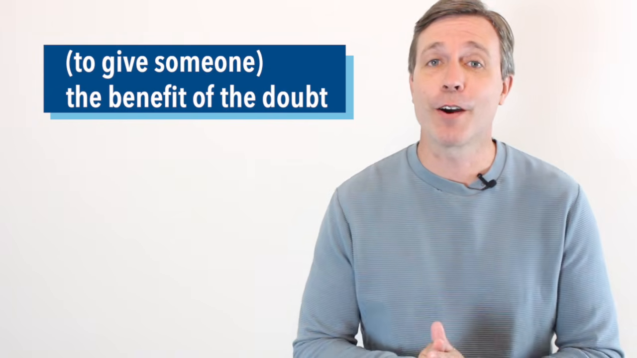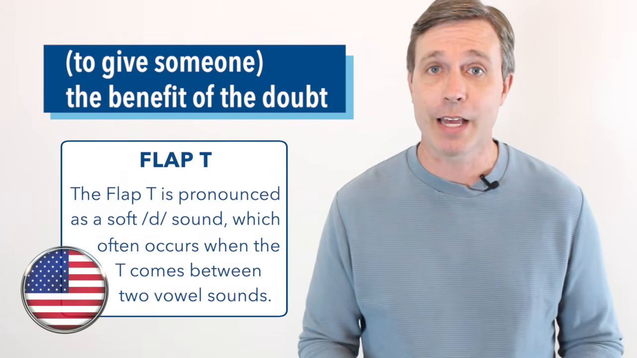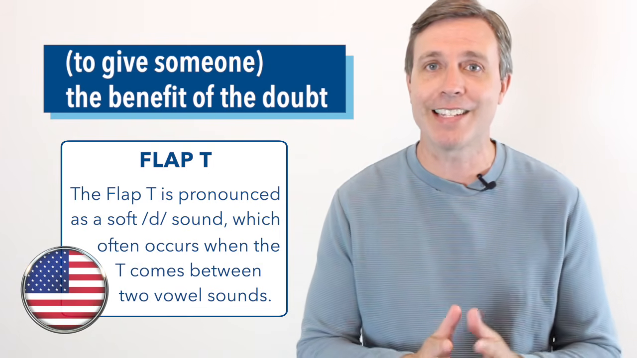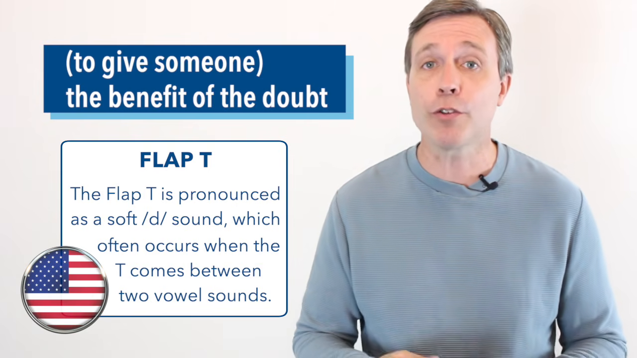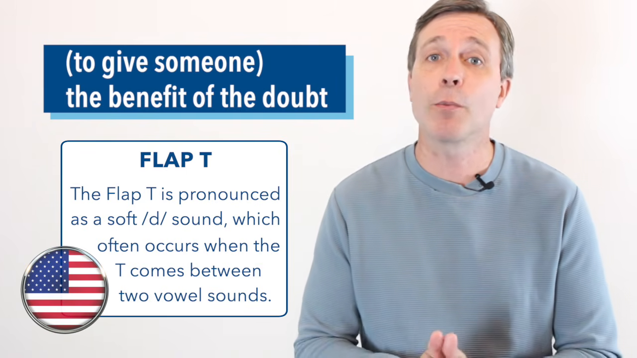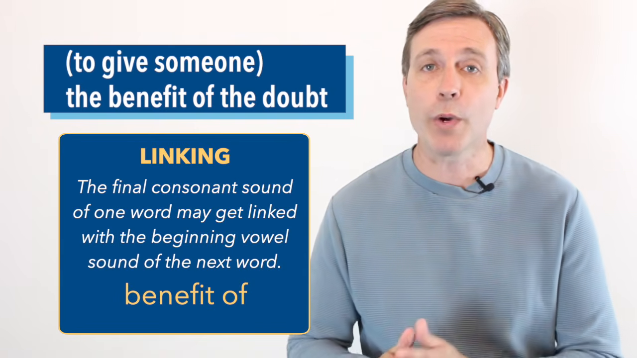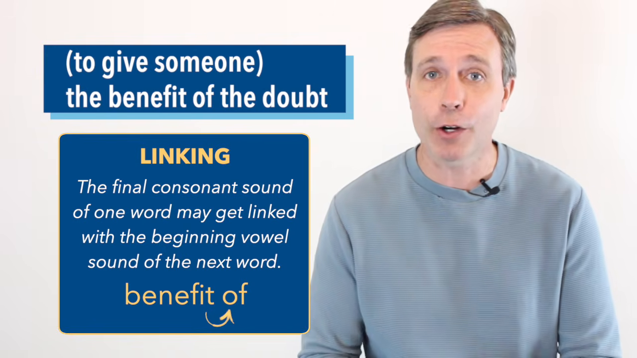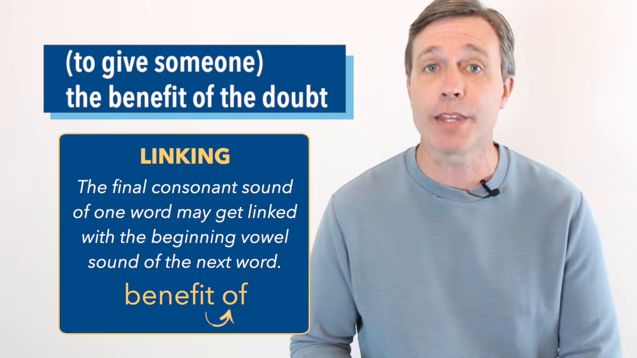For pronunciation, there are a couple of things that I want to talk about. The first is that final T in benefit. I am going to pronounce this as a flap T because I'm from the United States, and this is very common with the American accent. When the T comes between two vowel sounds, often I am going to say it as a flap T. It's going to sound more like a soft D. And then I can link that flap T with the beginning vowel sound in of. And linking commonly occurs when one word ends in a consonant sound and the next word begins with a vowel sound.